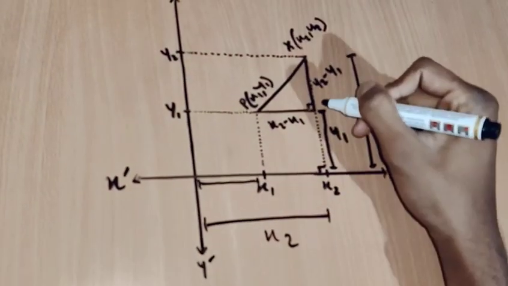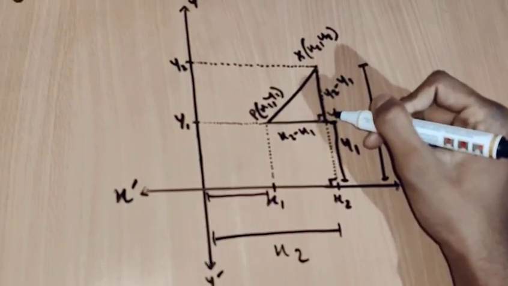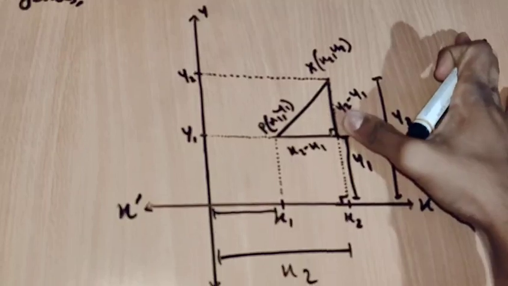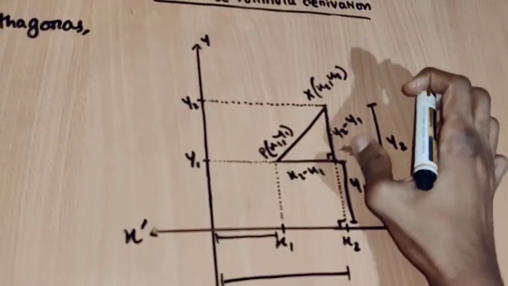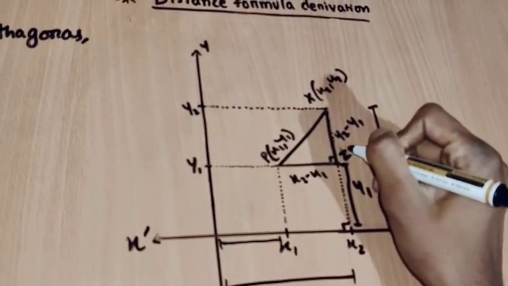Let's name this point as, for example, y. This point we can name it as y. If any confusion, we can change it also. Let's take it not y because it's coming in y-axis. Let's take it as z.